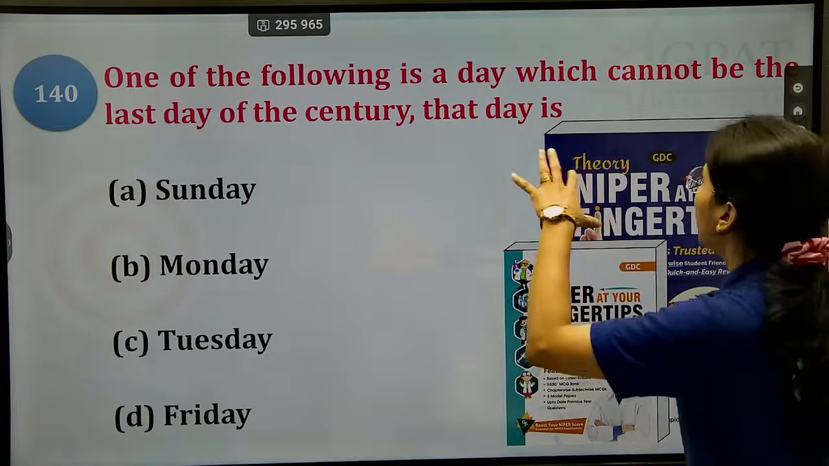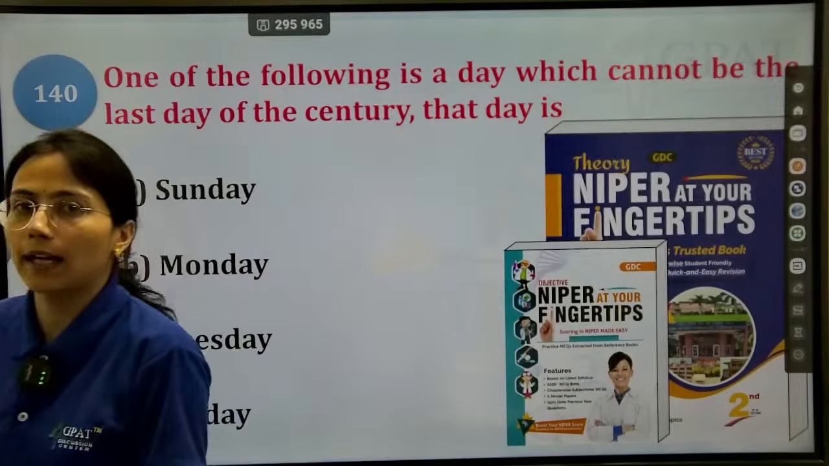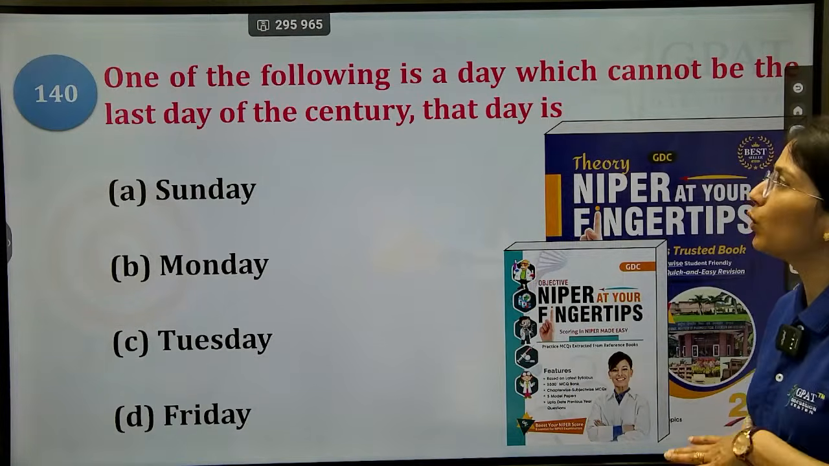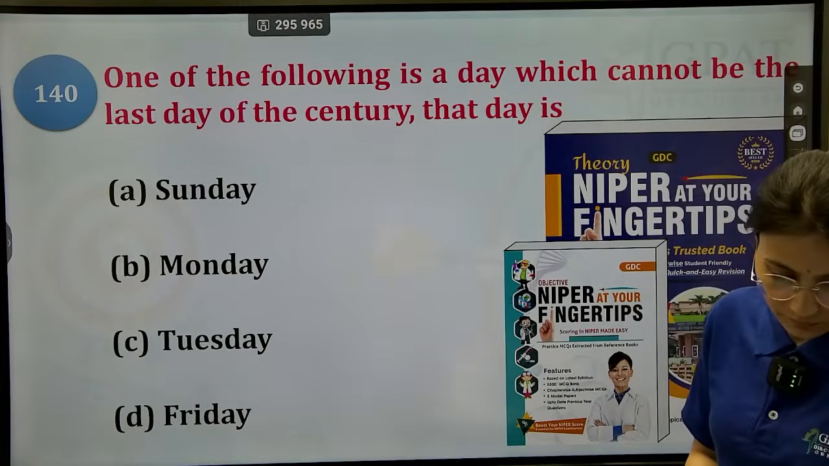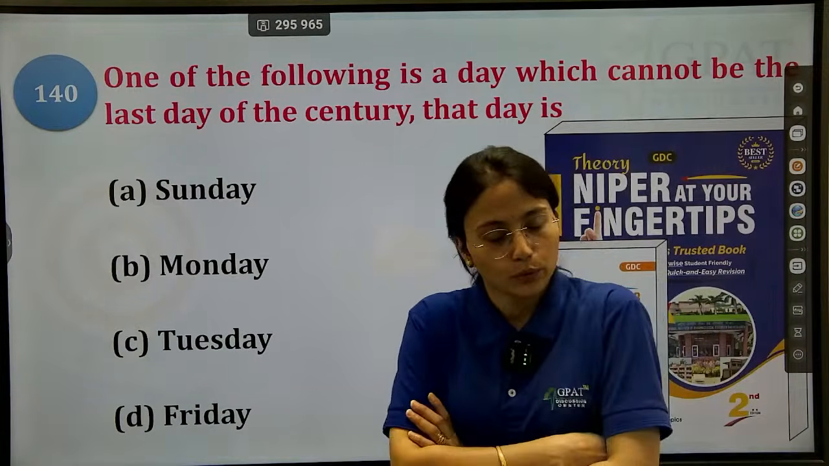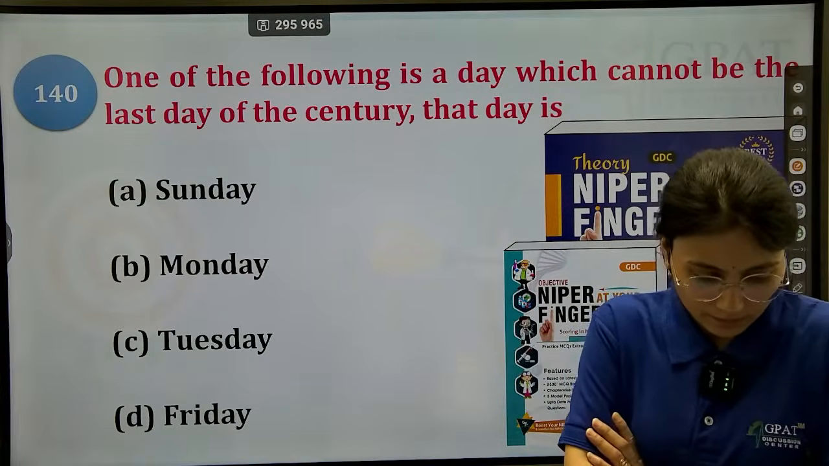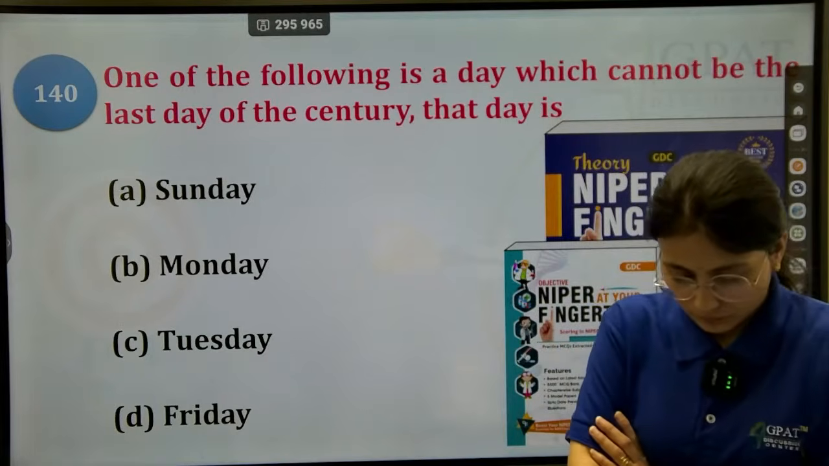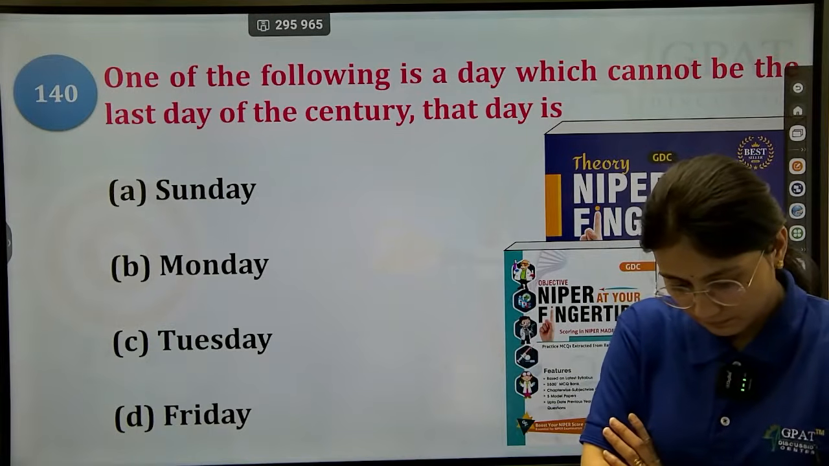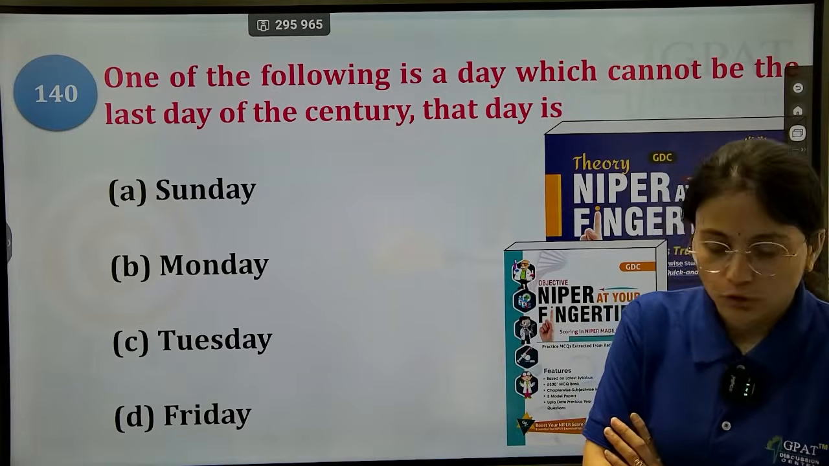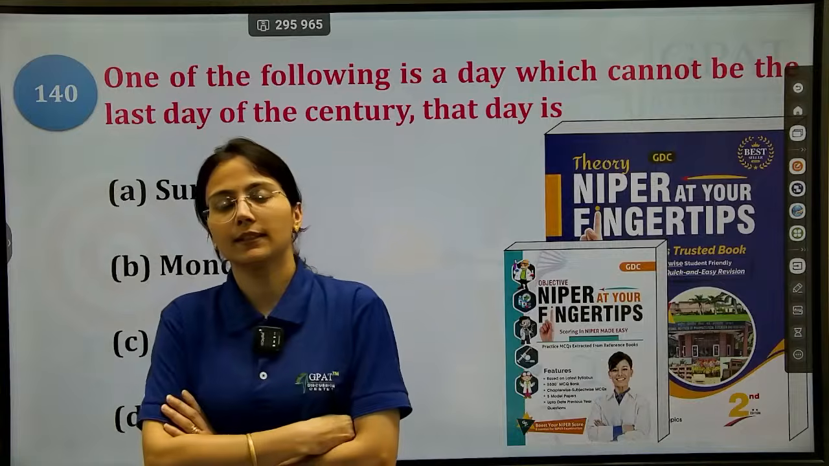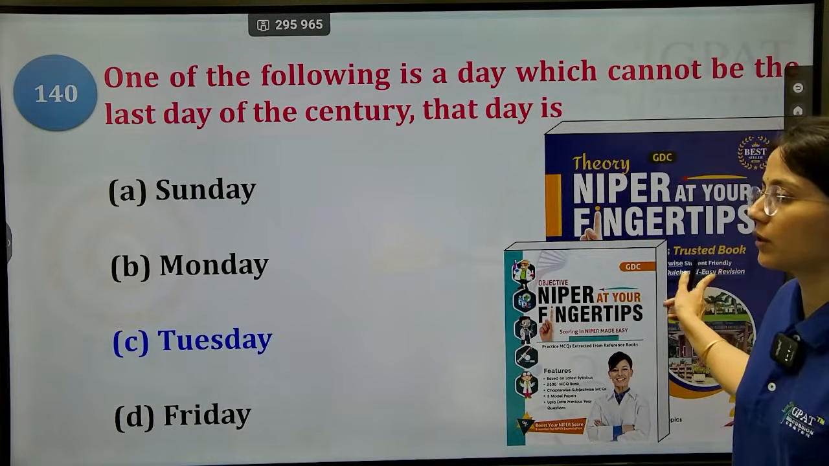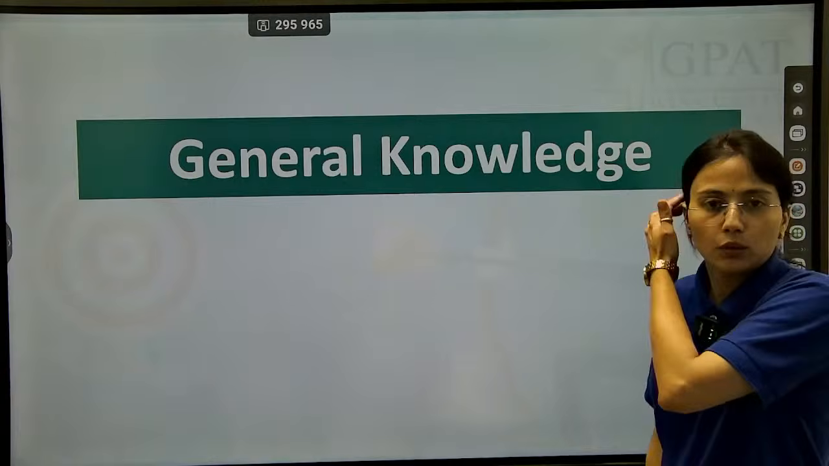One of the following is a day which cannot be the last day of the century. I think you have learned this answer in the tips. Which day is not the last day of the century? Yes, yes, issue, yellow is called blue. You are right. Vasundhara, very good. The answer is blue. So for this question, the day which cannot be the last day of the century is Tuesday.